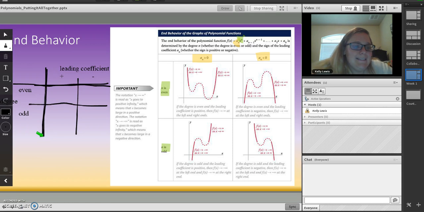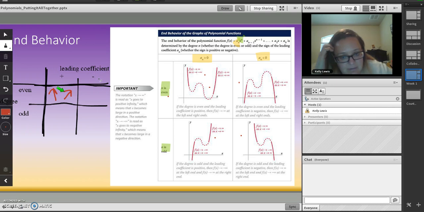Okay, so what it says is if the leading coefficient is positive, so positive 2, positive 4, 1, and the degree is even, so x squared, x to the fourth, then your end behavior will be up, up. And we don't know what happens in the middle. A whole bunch of random stuff could happen in the middle. If your leading coefficient is negative, negative 1, negative 3, and your degree is even, it will go down, down.